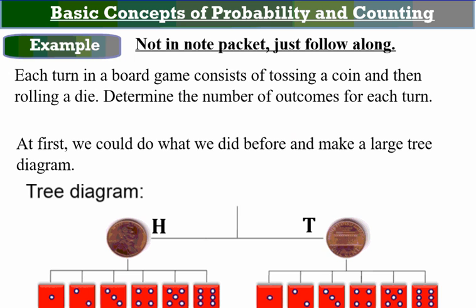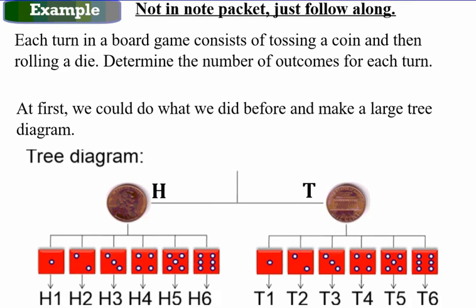But you'll notice tree diagrams can be kind of cumbersome. They take a while to make, and there's some actual easier patterns going on. So for example, this isn't in the notes, but you can just follow along, and we're going to develop a new principle in order to simplify the process. Consider the following situation. Each turn in a board game consists of tossing a coin and then rolling a die. Determine the number of outcomes for each turn.